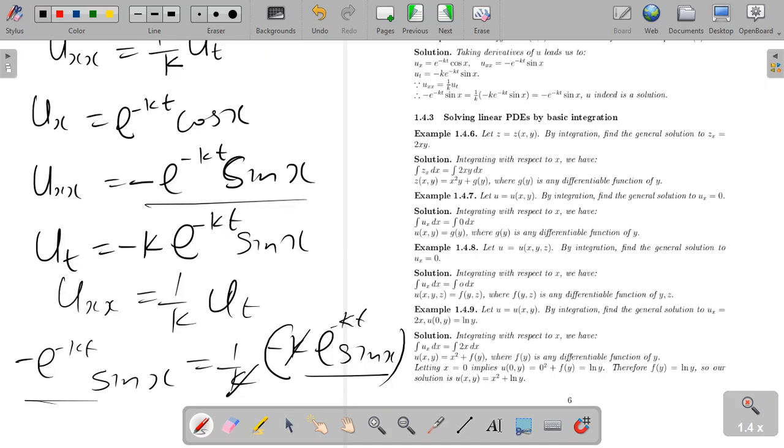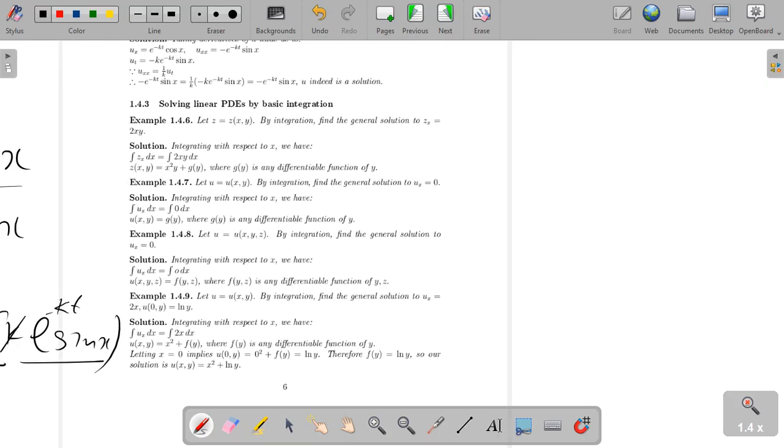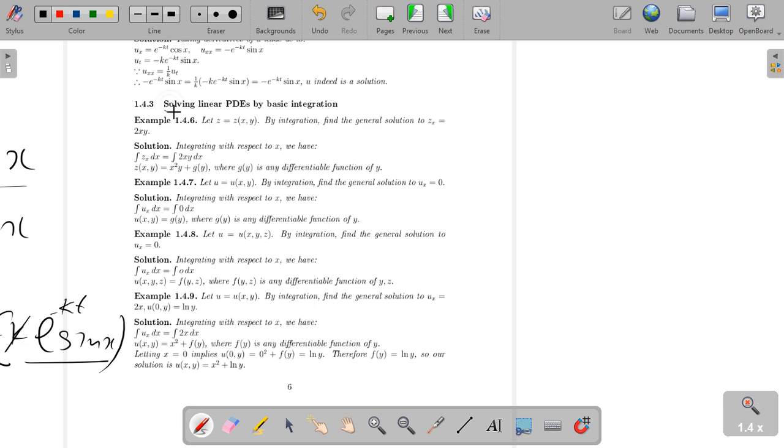Okay, so the next one now. We are now solving linear partial differential equations by basic integration. This one is very simple. So they gave us a question.